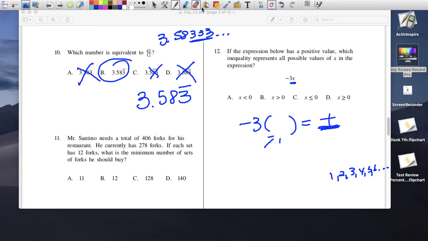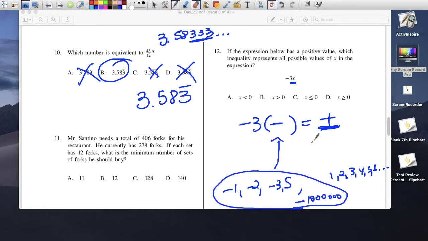Now, you can play around with this. Think about what number I can put in here to make it a positive answer. Obviously, it has to be a negative number, any negative number. Negative 1, negative 2, negative 3.5, negative a million. Any negative number I put in here will give me a positive. Why? Because a negative times a negative becomes a positive. So I'm looking for all negative numbers. So x has to be a number less than 0, correct. Can x be a number greater than 0? Incorrect.